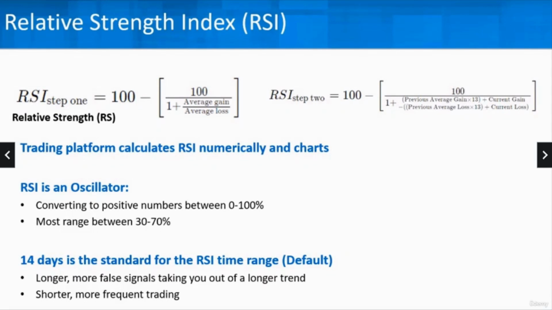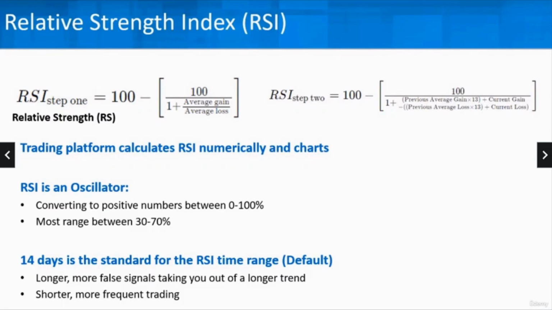And most of those things you're going to see are going to range between 30 and 70%. And when you're actually looking at a chart, you're going to see that. Also, the default for RSI, as far as how it was developed, is 14 days, 14 trading days, which is the standard for the RSI time range. You could use other time ranges.